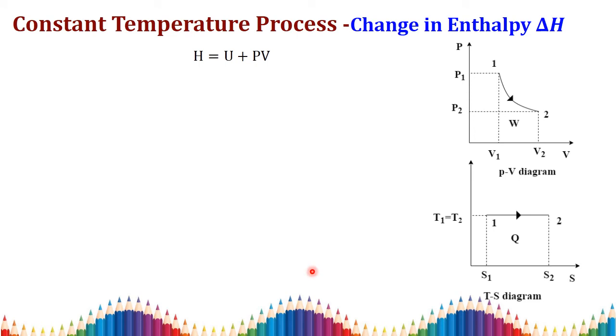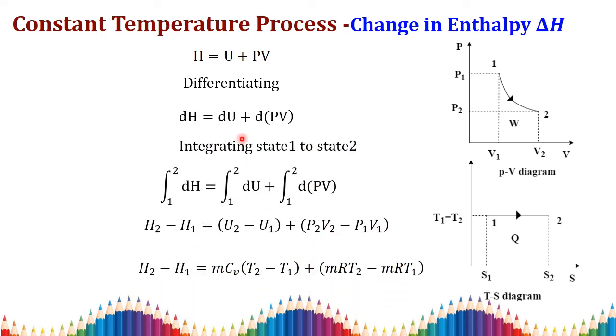Next one is change in enthalpy. Change in enthalpy, from the enthalpy definition, H is equal to U plus PV. By differentiating this equation, you get dH is equal to dU plus d of PV. The initial state is 1 and the final state is 2. So integrating the above equation, you get the integral of 1 to 2 of dH equal to the integral of 1 to 2 of dU plus the integral of 1 to 2 of d of PV. When you integrate and apply the limits, we get H2 minus H1 is equal to U2 minus U1 plus P2 V2 minus P1 V1. We know that PV is equal to MRT, so P1 V1 is equal to MRT1 and P2 V2 is equal to MRT2.